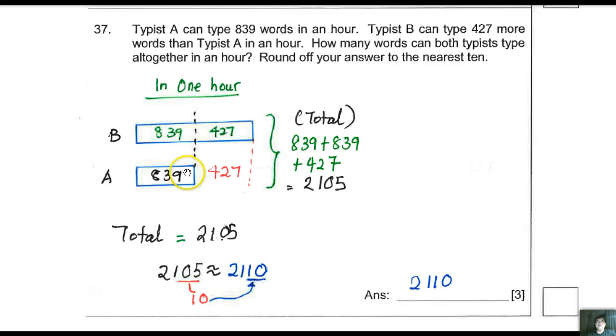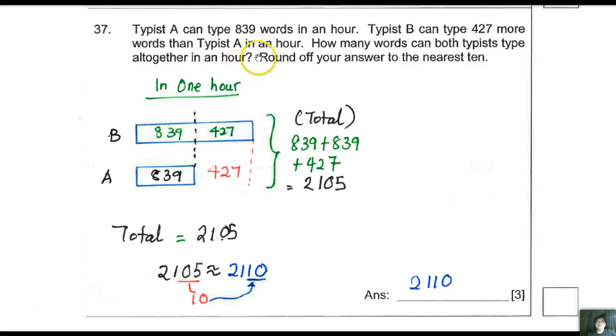Take note, if I draw a line up here, this part is 4 to 7, this part must be 839. So in 1 hour B types so much, A types so much, with the difference here. So let's take a look. What's the question? How many words can both typists type all together in an hour?